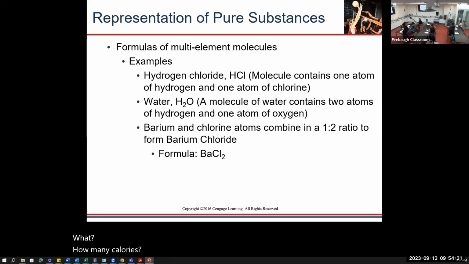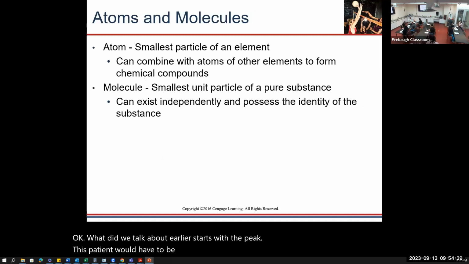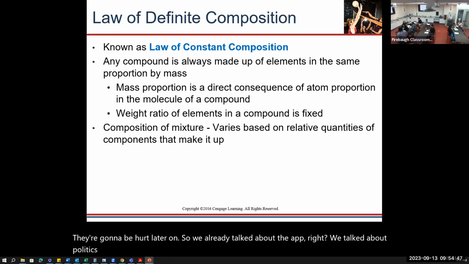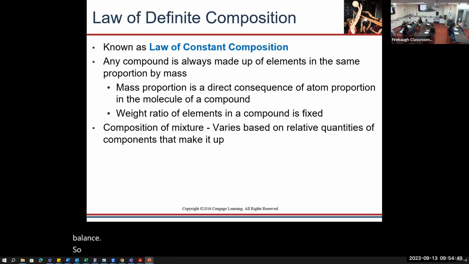Okay, what did we talk about earlier? Starts with a P. Dissipation. What else? They're going to be heard later on. So we already talked about the atom, right? We talked about molecules. So, what was that? Is that what I said?